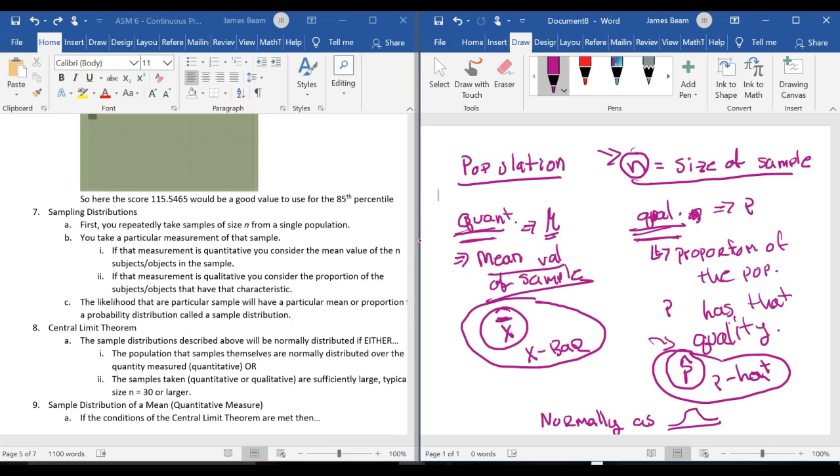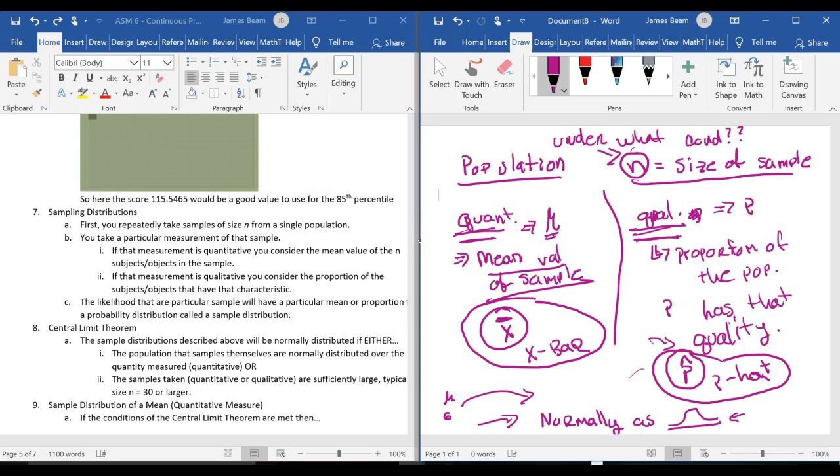Now, the first thing is like, under what conditions does this happen? And then once I have those conditions, what are the parameters of the normal distribution? So what are the mean and the standard deviation for this curve?